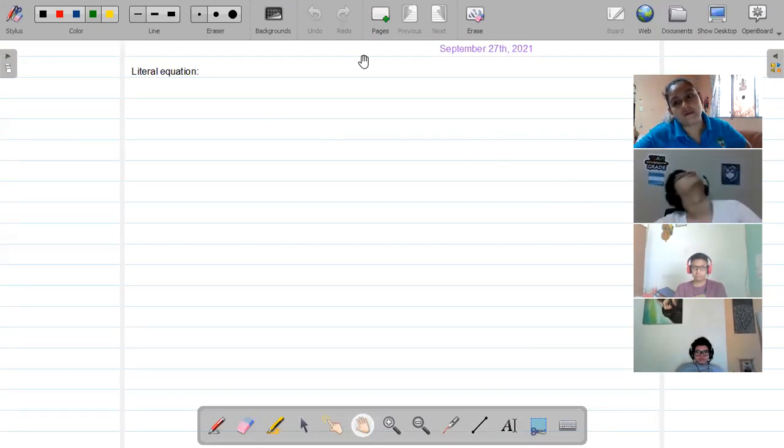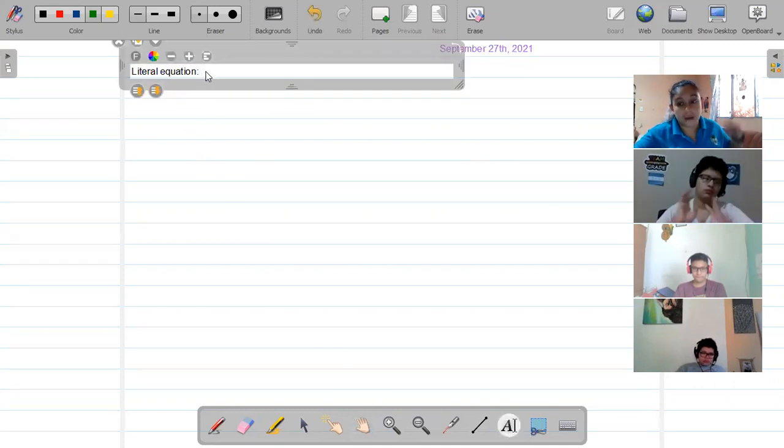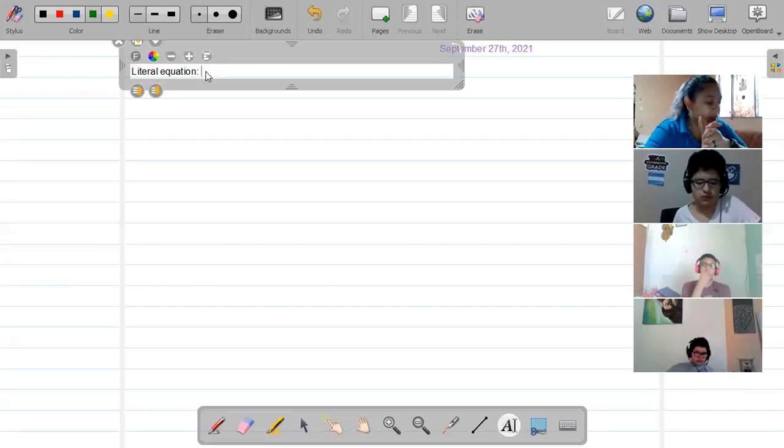Remember, we leave an empty space for the topic and we place the date in the right corner, which is September 27th, 2021. And just as always, when we're starting a new topic, there is one little definition that we need to know before we go ahead and practice and do exercises and do a classwork and whatever else we need to do about the topic itself.